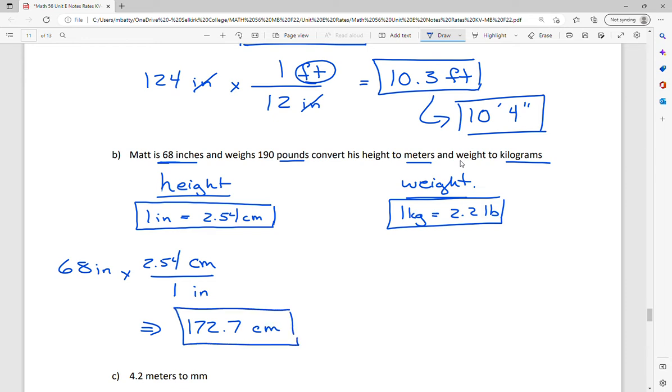Same thing with his weight. I start with what I know. I know that he's 190 pounds. Do you know the LBS for pounds? I hope so. 1 kilogram is 2.2 pounds. I knew to put the pounds down below because that's the unit that I want to cancel, right? This tells me it's 190 divided by 2.2. So on my calculator and rounding to 1 decimal, I get 86.4 kilograms.